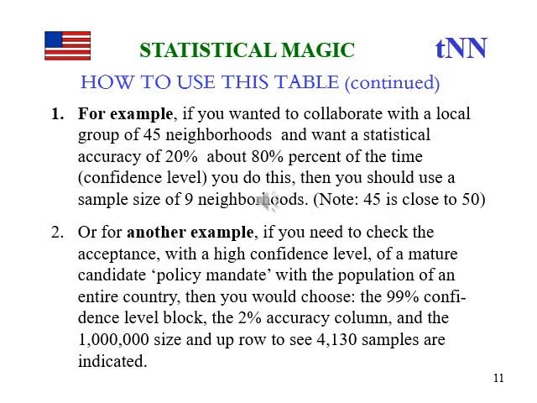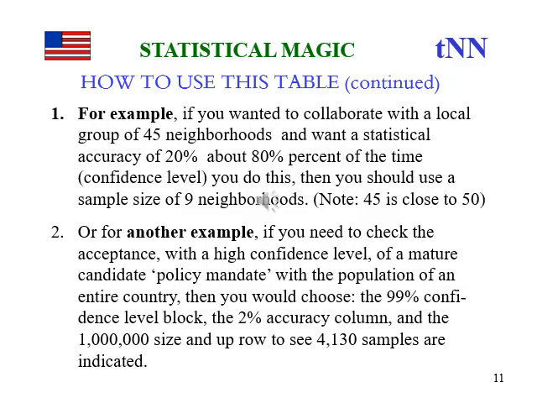How to use the table, continued. For example, if you wanted to collaborate with a local group of 45 neighborhoods and want a statistical accuracy of only 20%, and you want it to be really at 20%, at least 80% of the time you do this, then you should use a sample size of 9 neighborhoods.